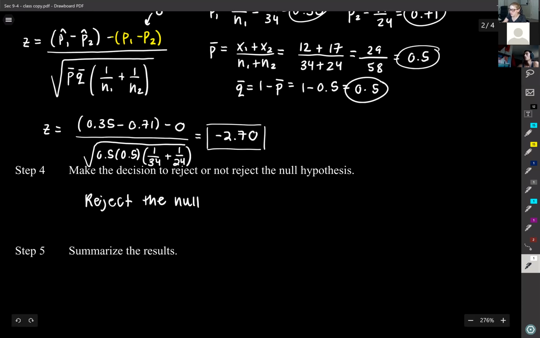So we do reject the null in this case. In step 5, we just have to summarize.